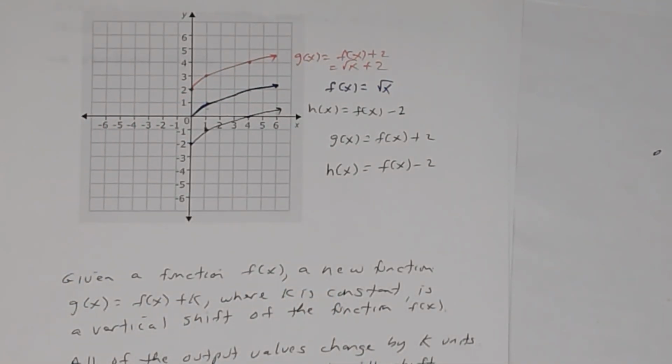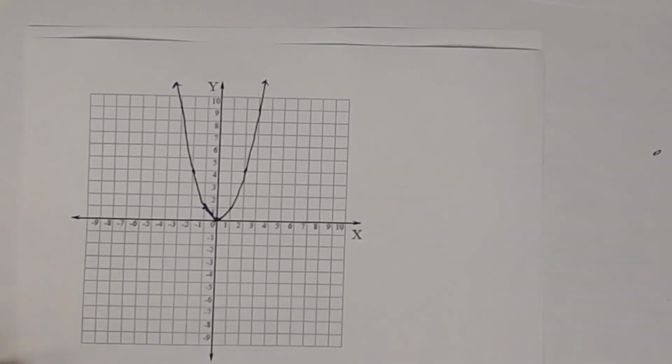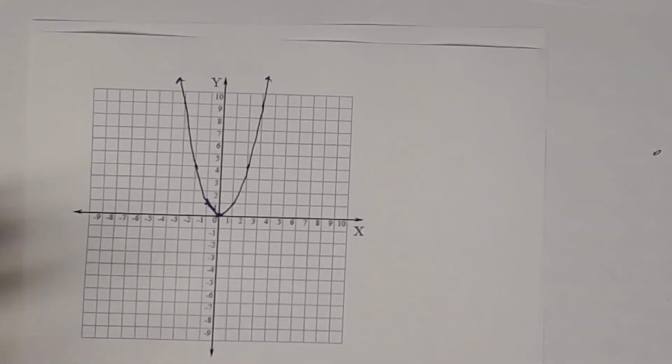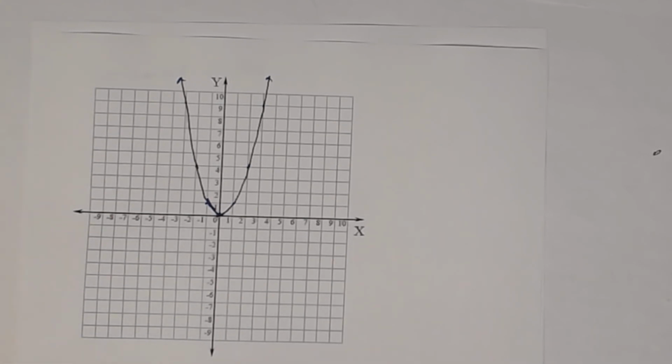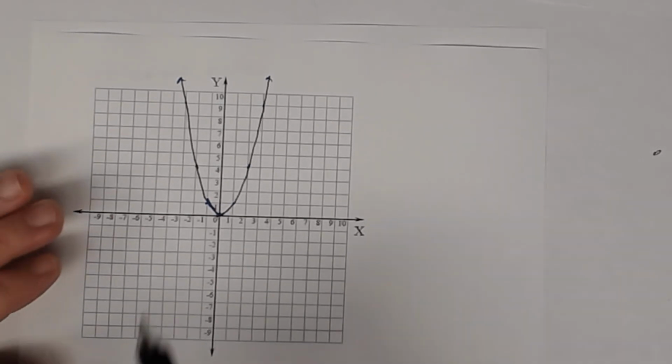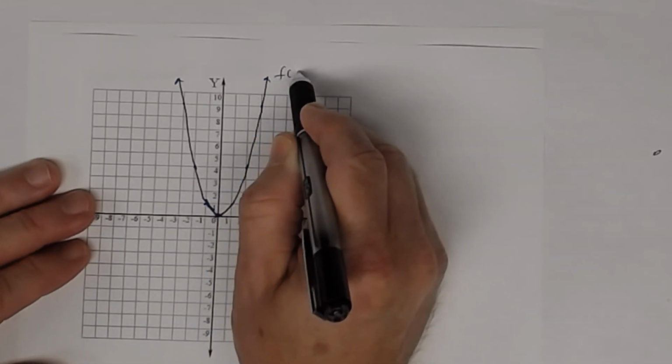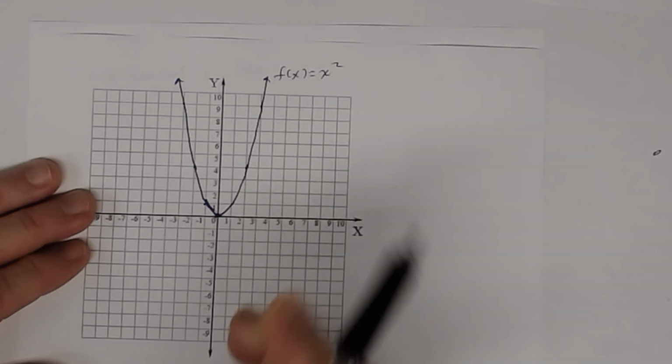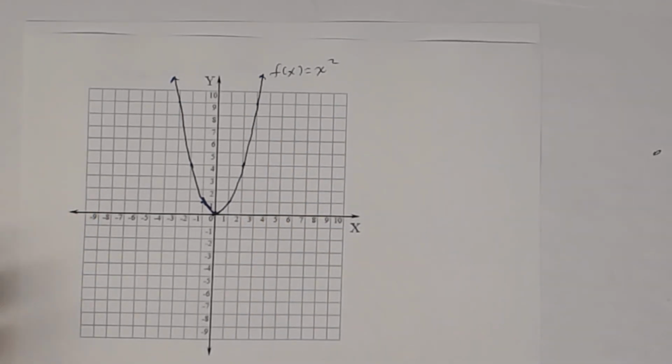Now let's talk about horizontal shifts. Okay, so we're going to talk about horizontal shifts. And to do that, let's look at this function to talk about the idea of horizontal shifts. So we have this function here. And just to let you know, this is the function f of x equal x squared. Okay? So this is a function f of x equal x squared.